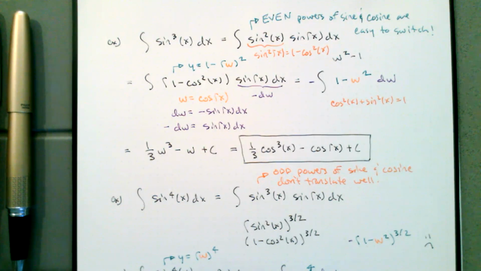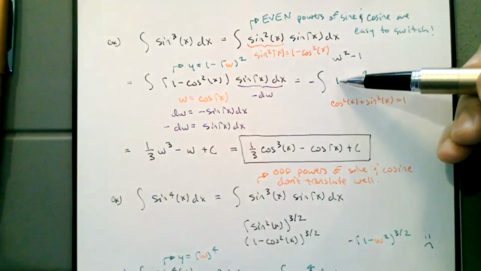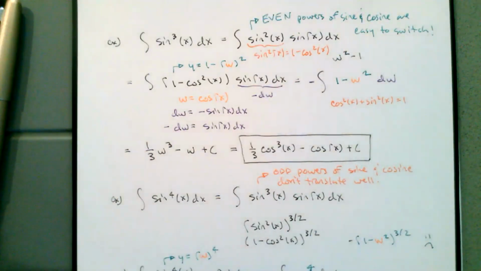Professor, one more question. On the example above that, where it says 1 over 3 w to the third power minus w plus c, where does the minus w come from? We have to integrate both of these terms. The integral of 1 is w. Oh, okay. Thank you. Any other questions?